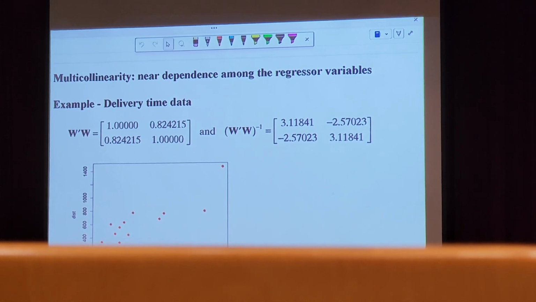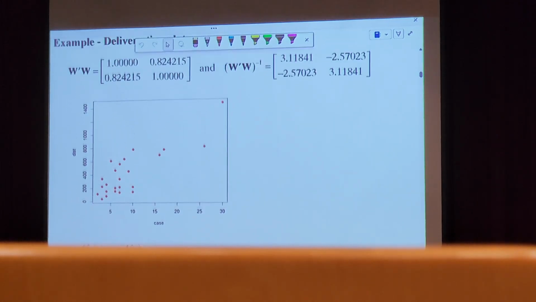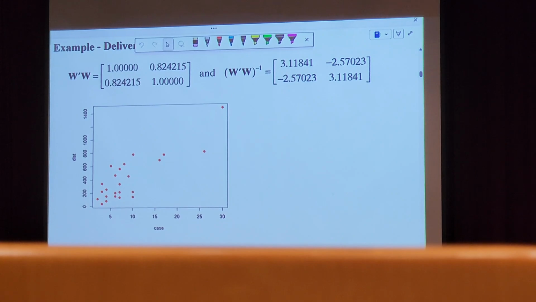So this 0.824215 is the correlation between the distance and the case. After they have been scaled, it's a correlation. And if you scale them, your X prime X matrix based on the scaled variables will be this. And W prime W inverse is over there. Alright?